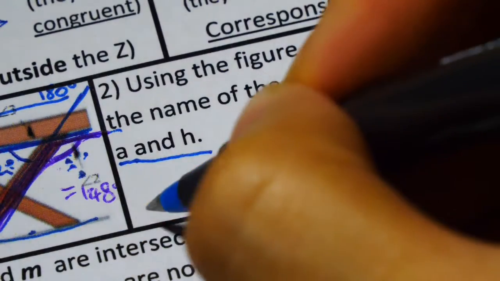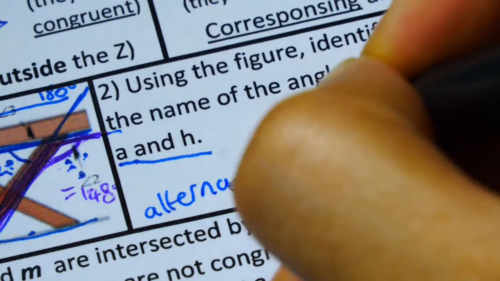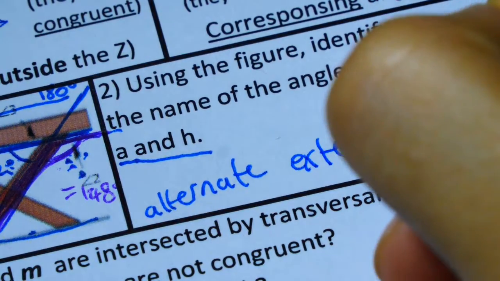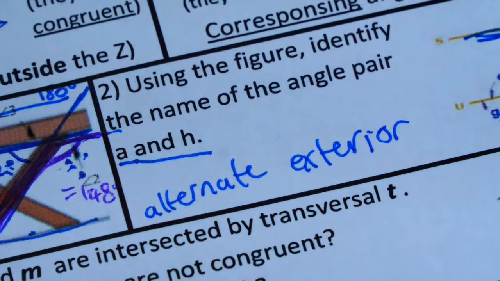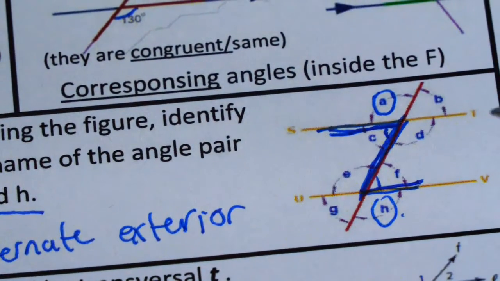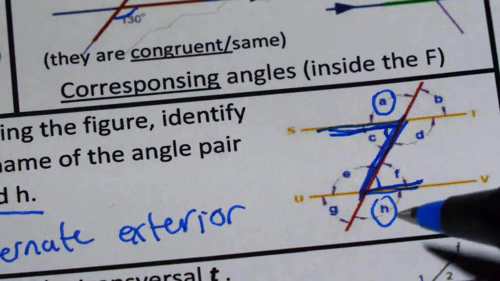So these are alternate exterior. Okay, you have to remember these. Alternate exterior, outside the Z.